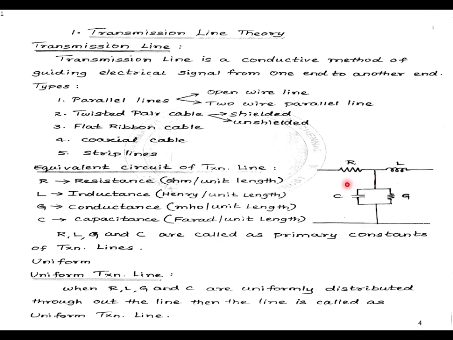See, resistance and inductance, conductance, this is conductance and this is capacitance. These look like a T section. And these R, L, G, C, these 4 are the primary constants. These primary constants are uniformly distributed over the transmission line. We call this a uniform transmission line.